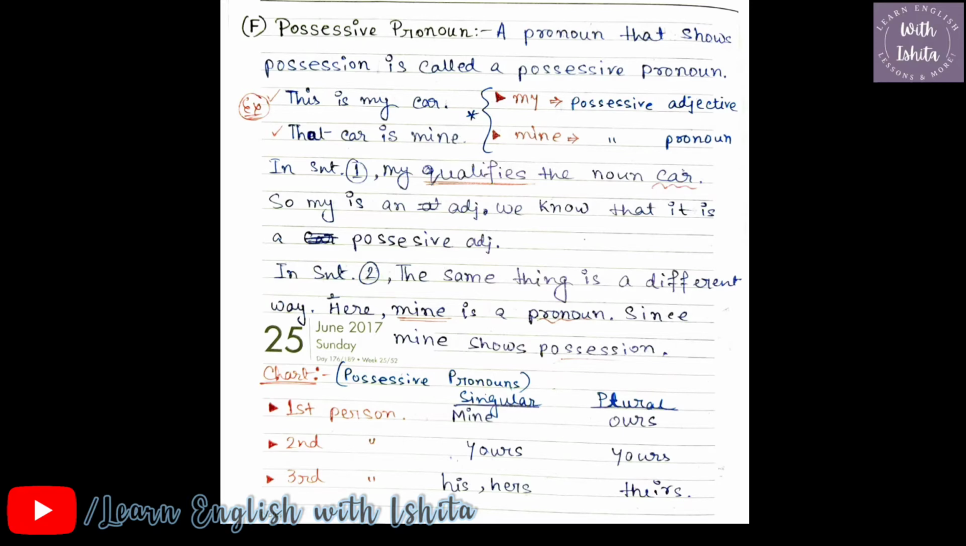But in the second sentence, it is a different way. Here mine is a pronoun since mine shows possession of something. My, that is a possessive adjective, and mine, that is a possessive pronoun. Now just see the chart. For the first person singular number, we can use mine, but for plural forms we have to use ours. Second person, yours, and also plural, that will be yours. And for the third person singular number, his or hers, and plural, that will be theirs.